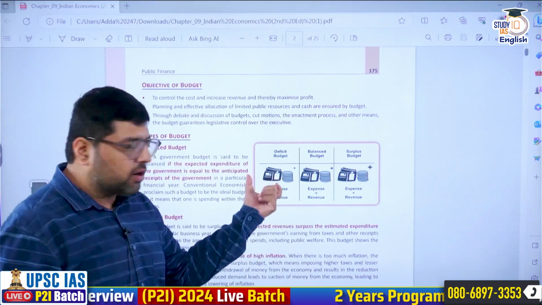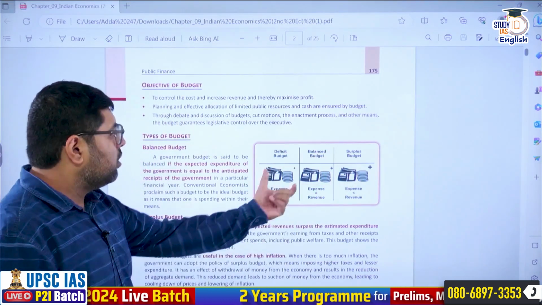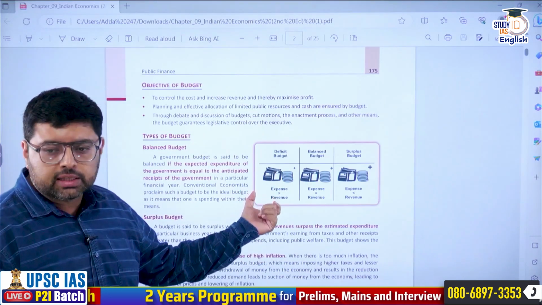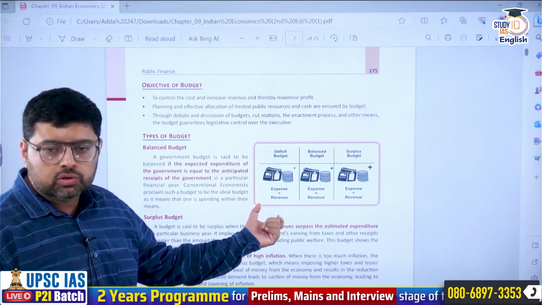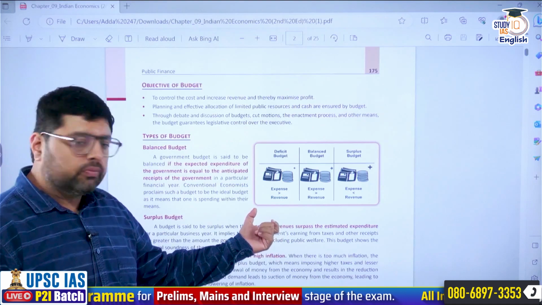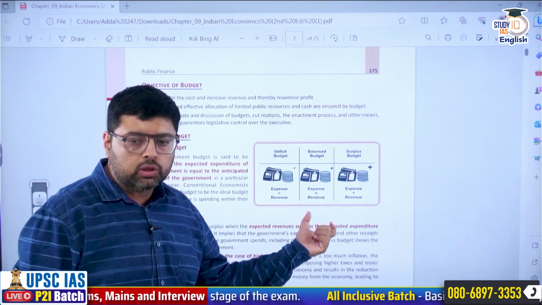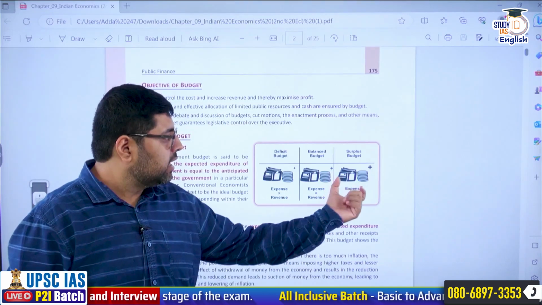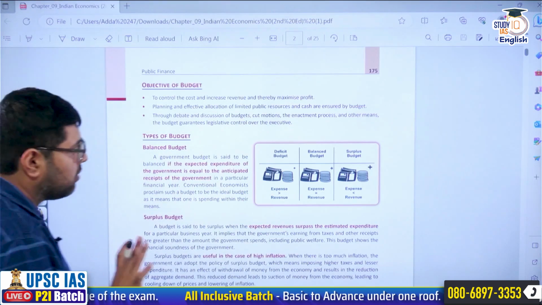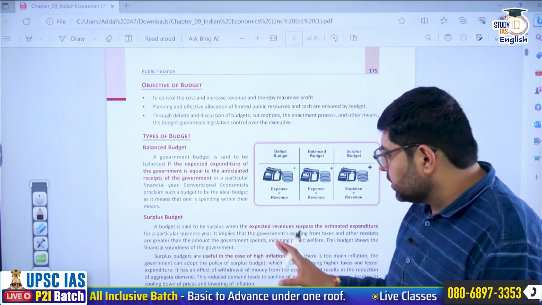So we have covered deficit budget, surplus budget and neutral budget. A neutral, or balanced, budget is an ideal case. If expenses are more than your revenue, then it is deficit; if both are equal, then it is balanced; otherwise it is surplus. This is already covered in the second edition of the studyIQ book.